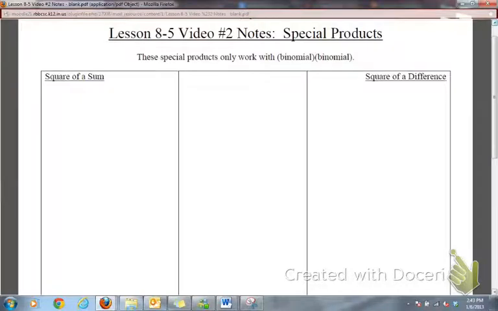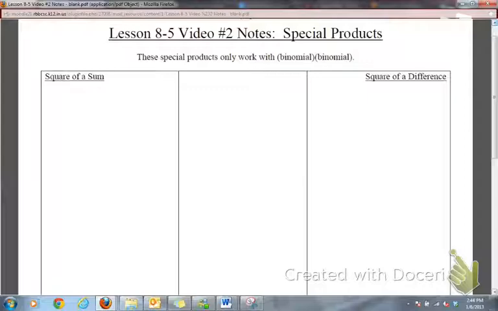Hello, this is the second video for Lesson 8.5 and it's titled Special Products, and these special products are shortcuts that will help you FOIL a little bit faster if you can recognize the problems and if they are these special problems. There are 3 different special products and you can see them on your notes page. The first 2 are the square of a sum and the square of a difference. And the last one is the difference of squares.